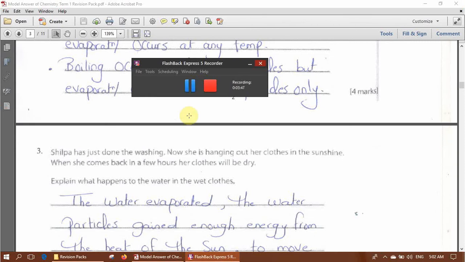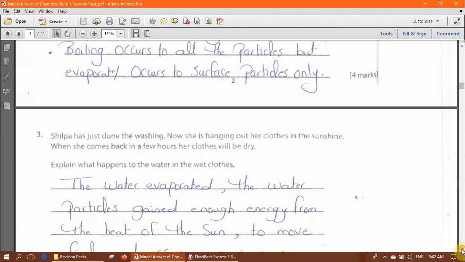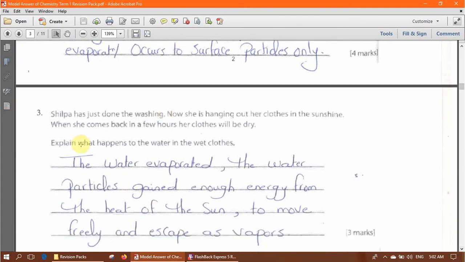Okay, number 3. The girl has just done the washing and now she's hanging out her clothes in the sunshine. When she comes back after a few hours, her clothes will be dry. So, explain what happens to the water in the wet clothes. It's out of 3. When it tells you to explain, you have to describe and say why. So, in any explanation, you have first to describe what's happening and then say why.